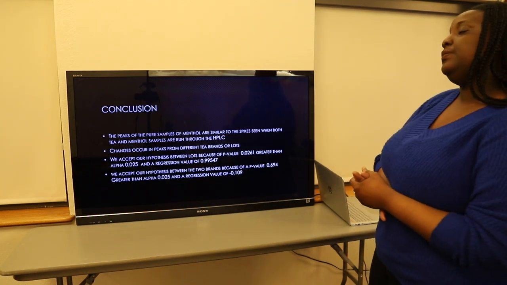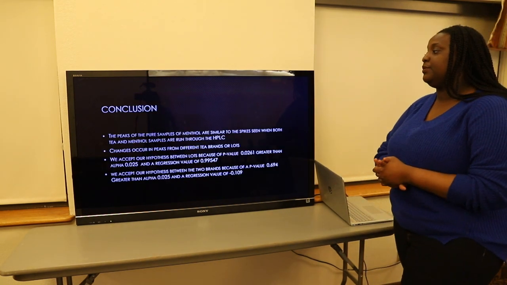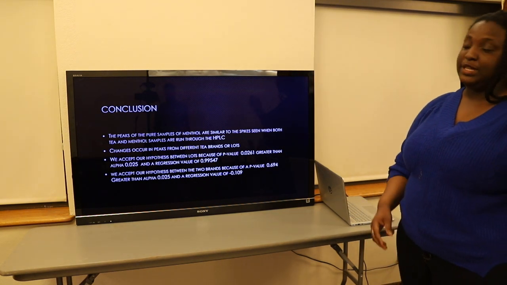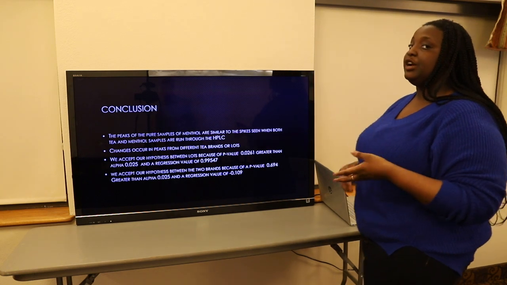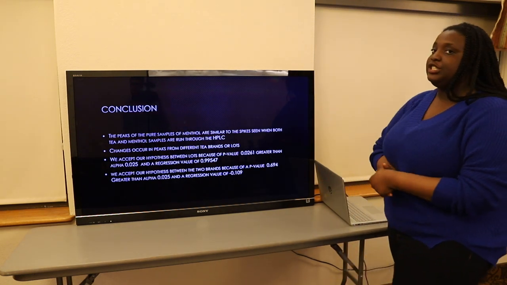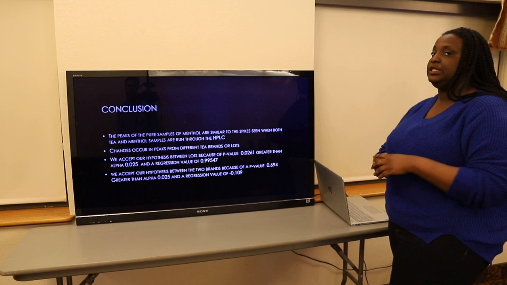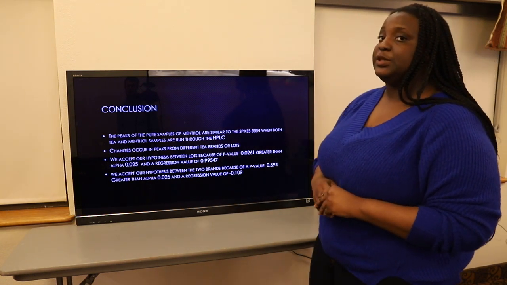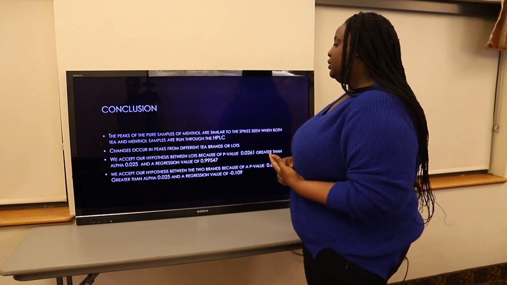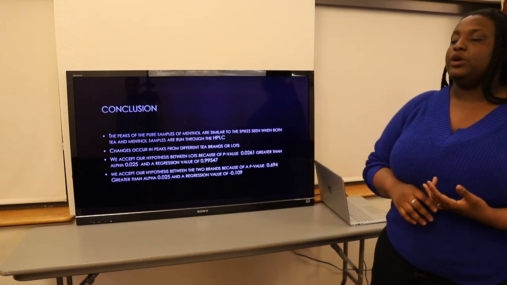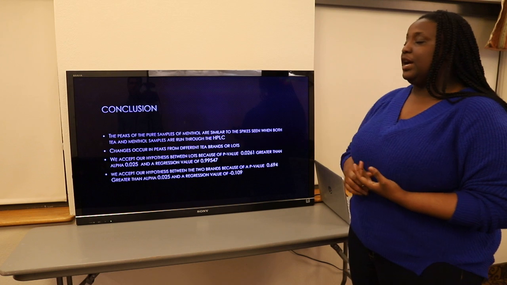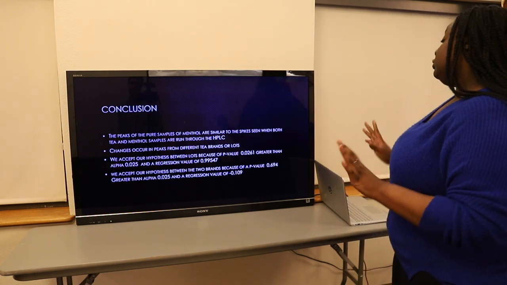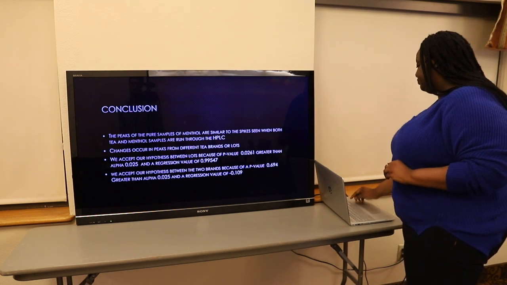In conclusion, the peaks of the pure samples of menthol are similar to the spikes that are seen when both menthol and tea are run through the HPLC column, and then changes occur in the peaks in the different brands and lots. And we accept our hypothesis between the lots and also between the brands, because when we compare our p-values to the alpha value of 0.025, we fail to reject our hypothesis.